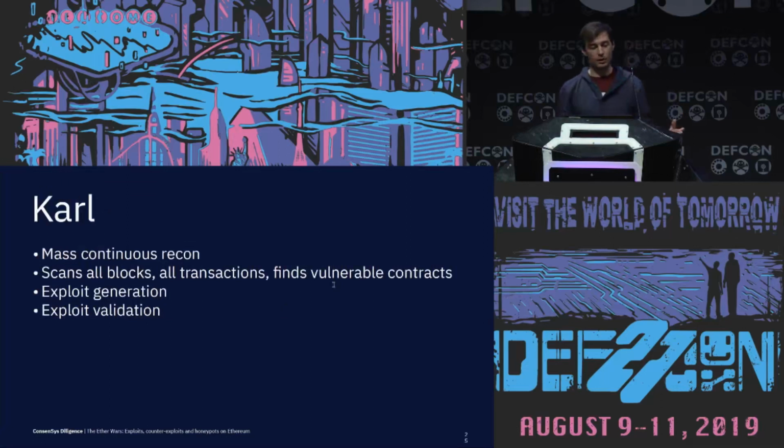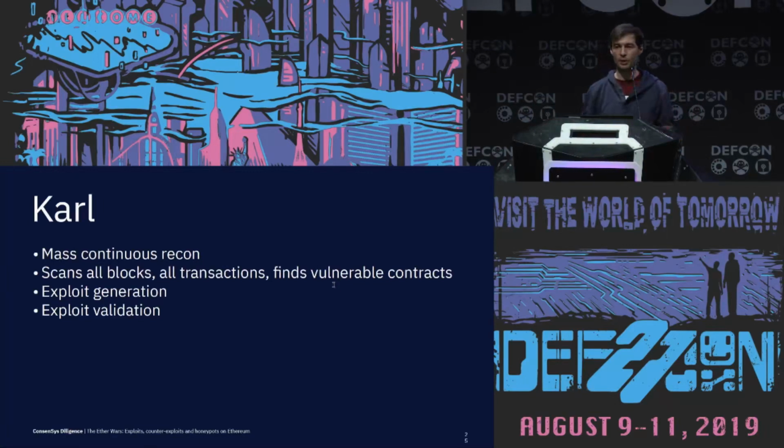So Karl does mass continuous recon. That means that it watches the blockchain all the time. So you can start it. It will scan all blocks. It will scan all transactions and see if any of the transactions generate new contracts on the blockchain. And if they do, it pulls up the code. It pulls up the state and tries to find out if it's vulnerable.